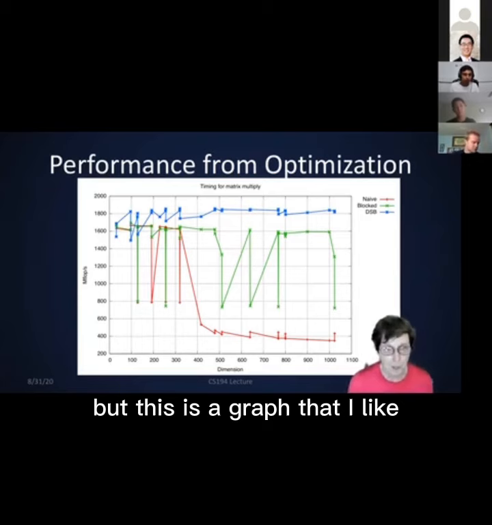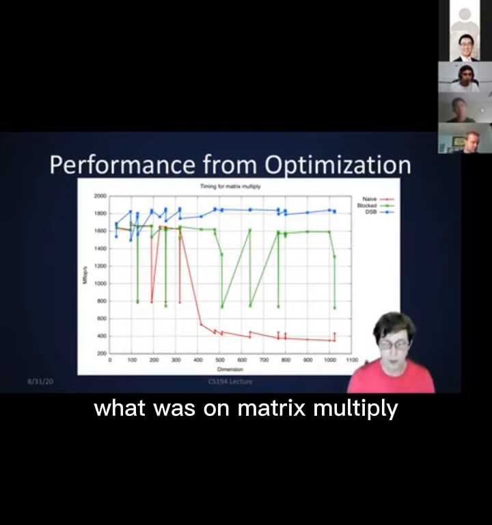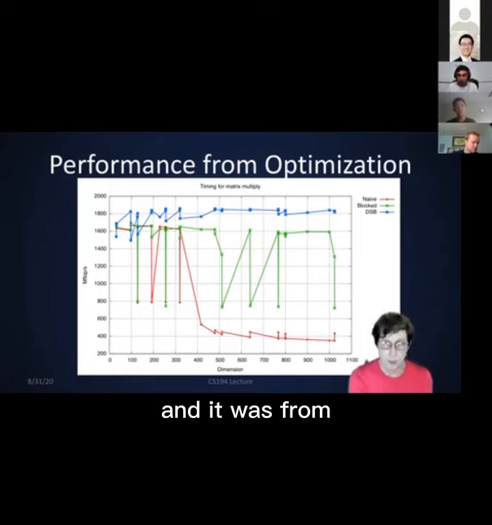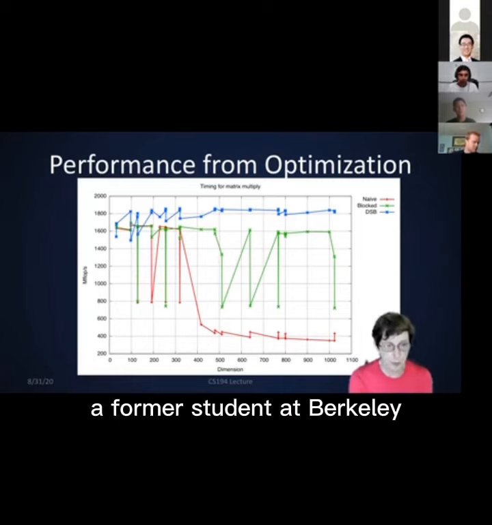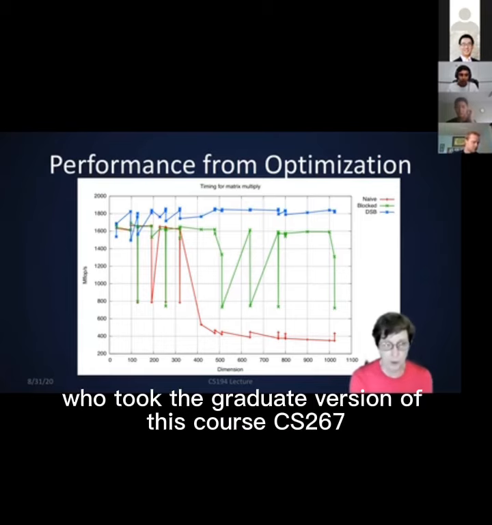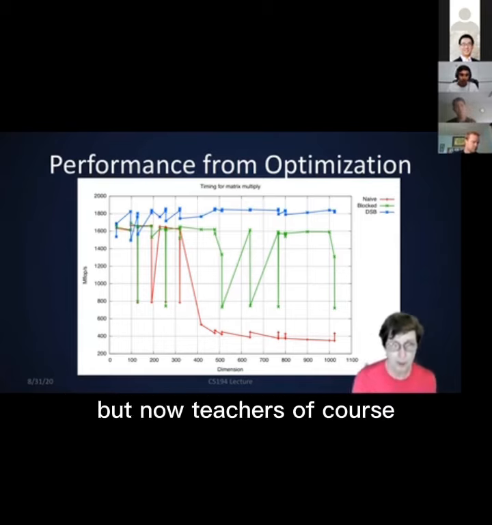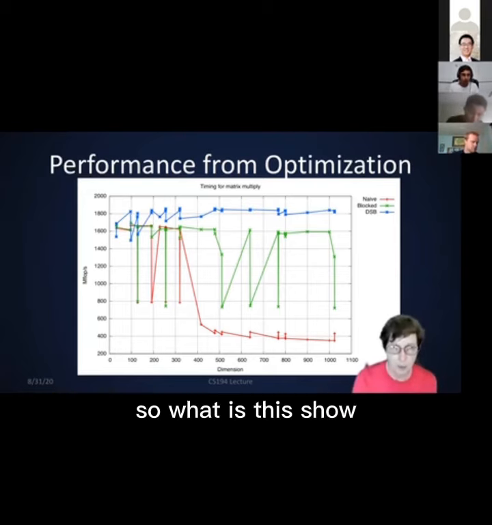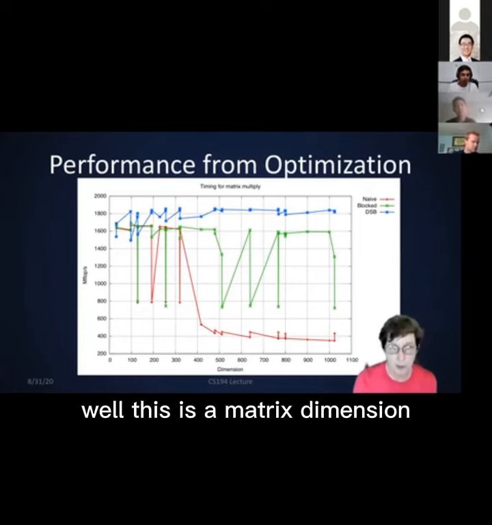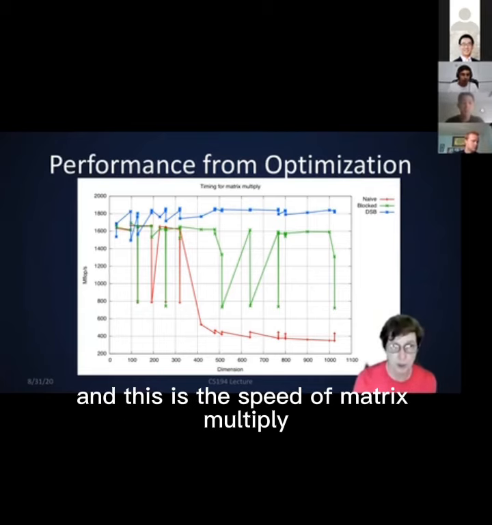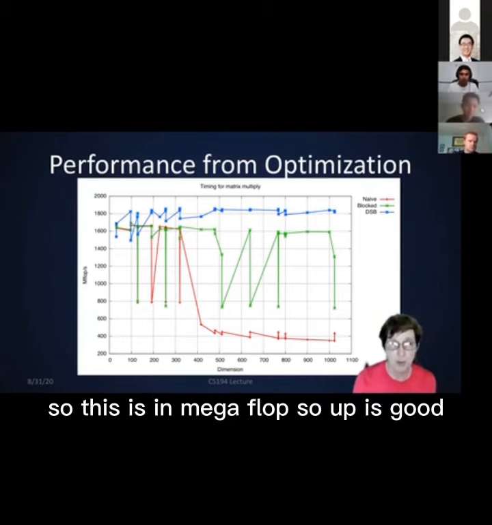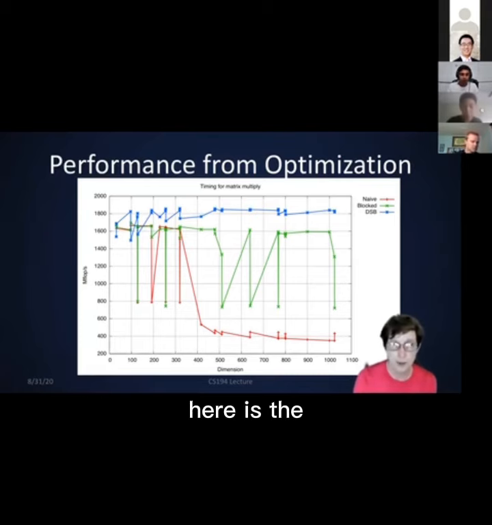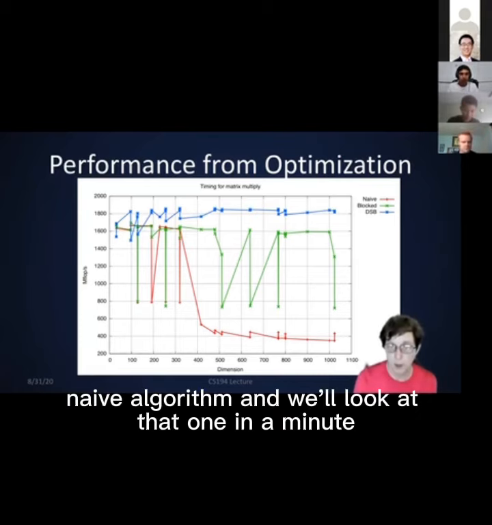So this is a graph that I like, on matrix multiply. It was from a former student at Berkeley who's now on the faculty at Cornell, who took the graduate version of this course, CS267, many years ago, but now teaches a course in parallel computing and scientific computing. So what does this show? Well, this is the matrix dimension, and this is the speed of matrix multiply, in megaflops, so up is good. Here is the naive algorithm, and we'll look at that one in a minute.